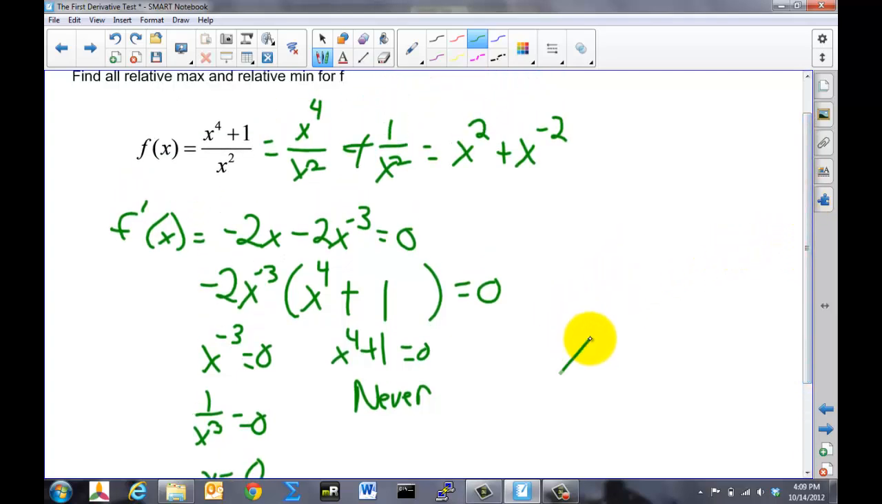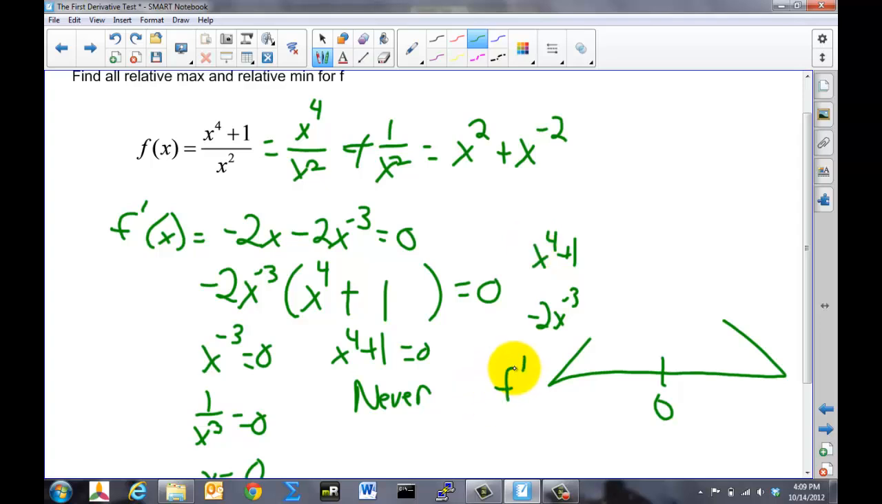So let's draw this out and see what's going on here. Here's x equals 0. Our derivative is negative 2x to the negative 3 and x to the 4th plus 1. Don't forget to label. What happens when I put a negative number in here? I get negative and I get positive. Excuse me, I'm going to get positive here, aren't I? Because if I put a negative number in here, that'll be negative, times the negative 2 makes it positive. So the function is increasing there.